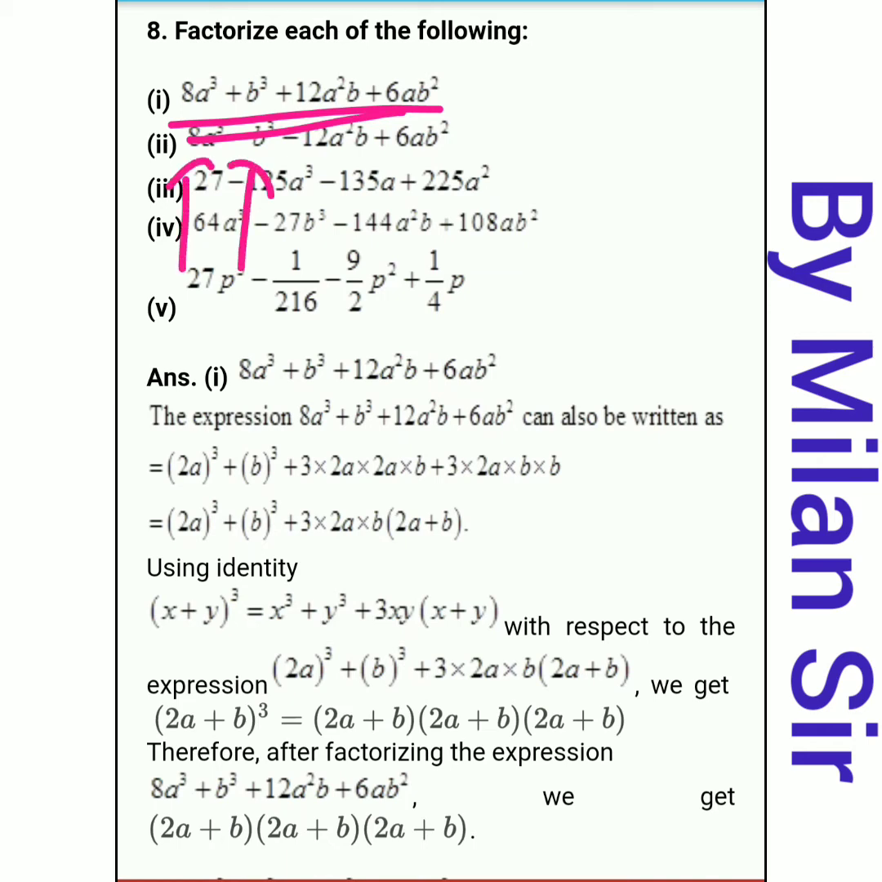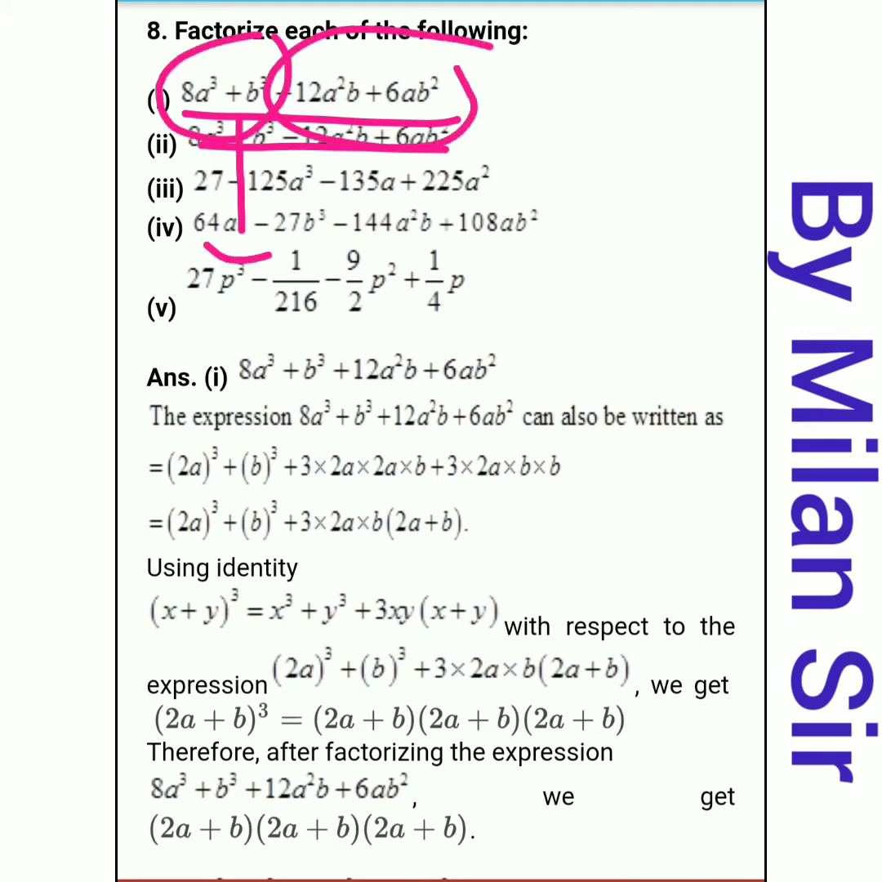First term is in the form of cube, and second term is also in the form of cube. Okay, total number of terms is equal to 4. First 2 terms are in the form of cube. Then in third and fourth term, one time a square, here b, and here ab square. Okay, a square b and ab square. Again, total number of terms is equal to 4. First 2 terms are in the form of cube, then a square b and ab square.